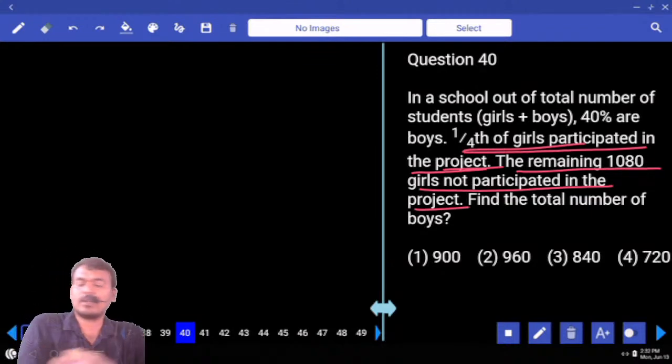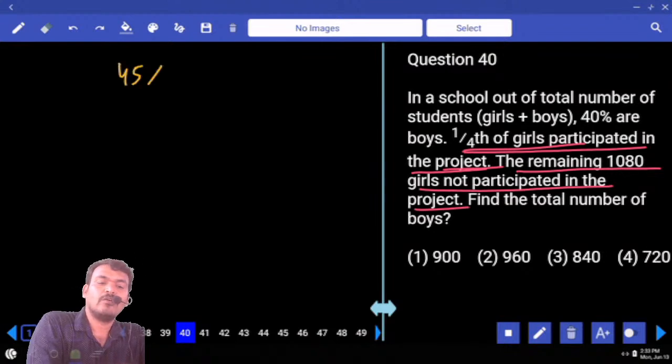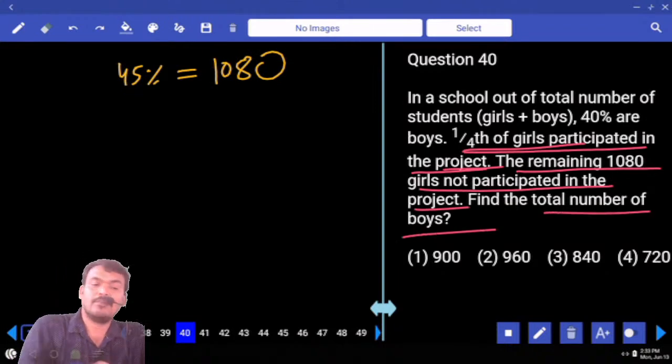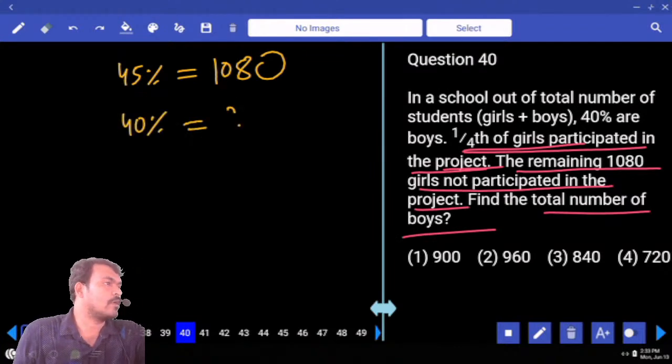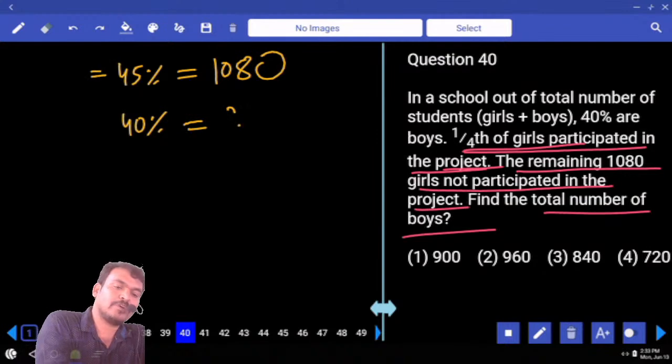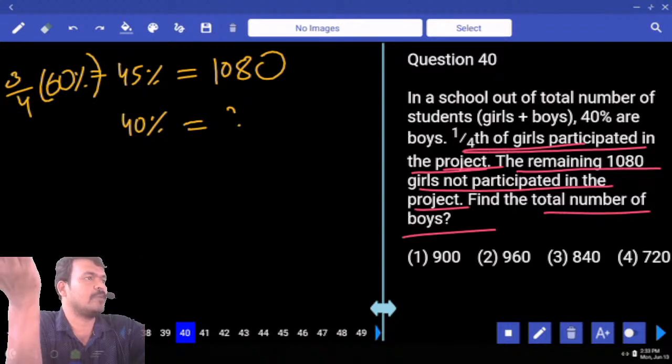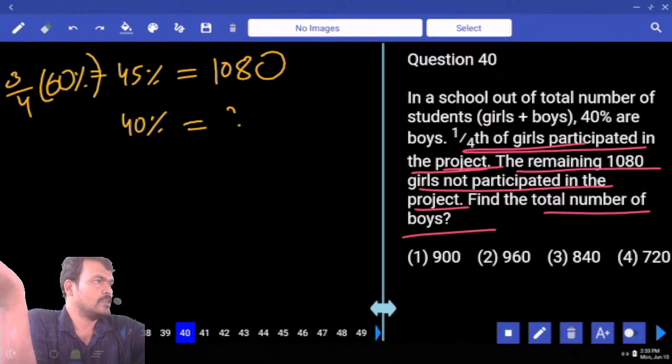But in place of 45%, how much value is given? 1080. But we require the total number of students. Total number of boys or total number of students? Boys means how much percent? 40%. Okay. Actually 45% is 3/4 of which percentage? 60%. Because 1/4 is complete, the remaining value is 3/4 of 60.